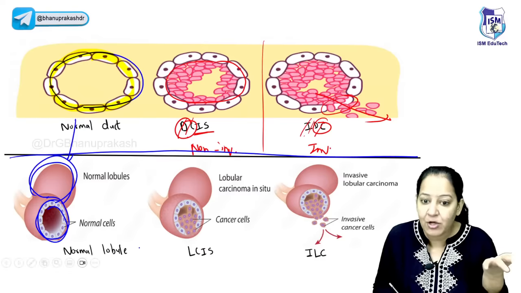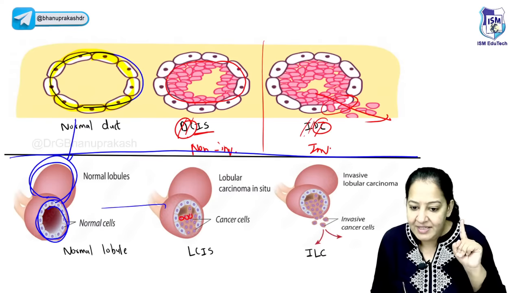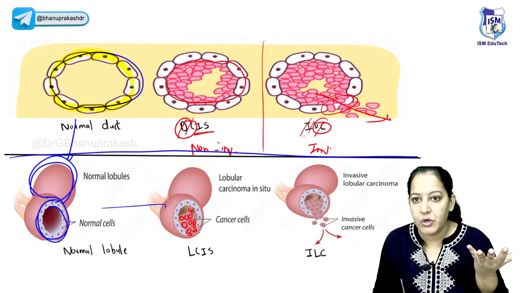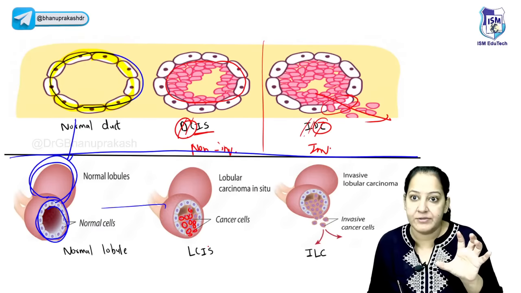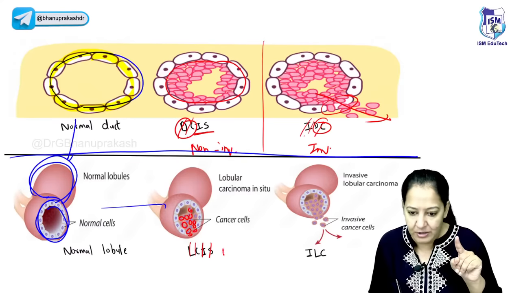It doesn't have cancer cells. It's normal. But here, the cancer cells are present. Where are the cancer cells? I can see they are present inside the lobule. They are not perforating it and coming out. So I will say this is non-invasive lobular carcinoma. That is lobular carcinoma in situ. In situ means non-invasive. This one is non-invasive.